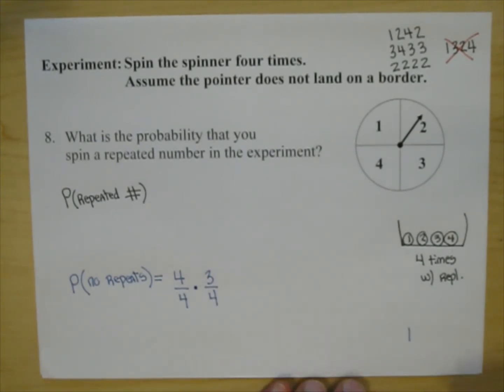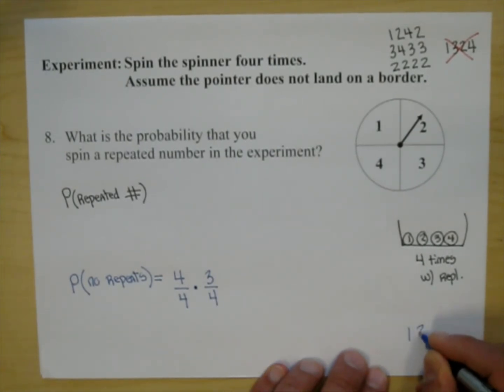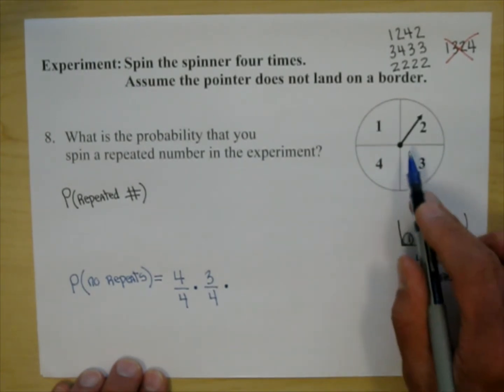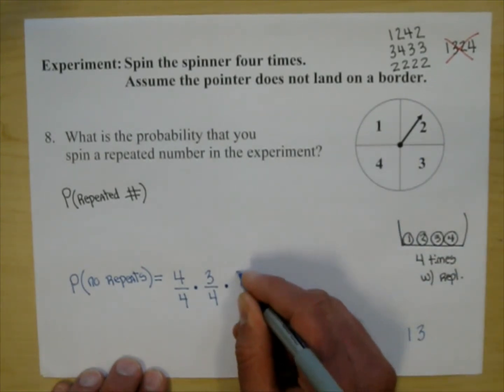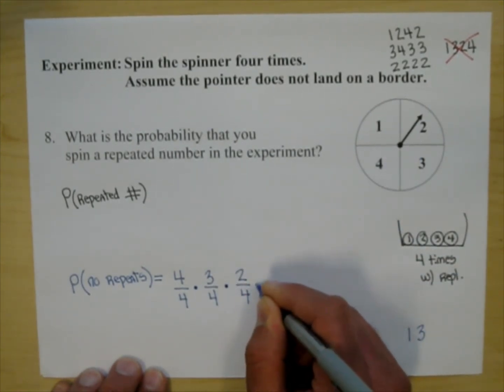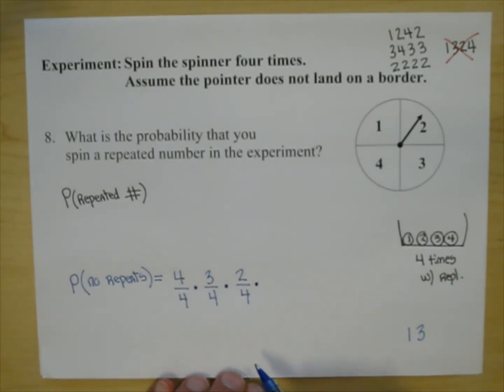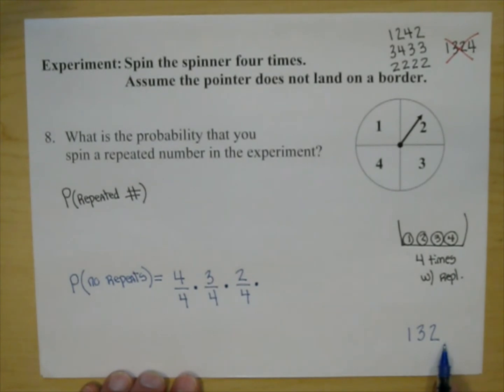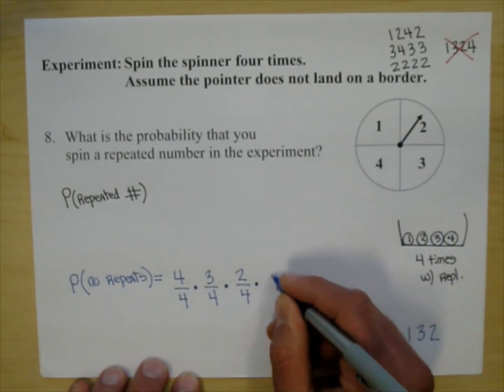So suppose the next time you spun that, you got a 3. Well, now on your third spin, you wouldn't want to get a 1 or a 3, which means you would want a 2 or a 4. The probability of that happening is 2 out of 4. And it really would help if you have watched the last video from 7.3. Okay? So suppose the third number was a 2. Well, then the last number, if you want no repeats, would have to be a 4. And what is the probability of doing that? It would be 1 out of 4.